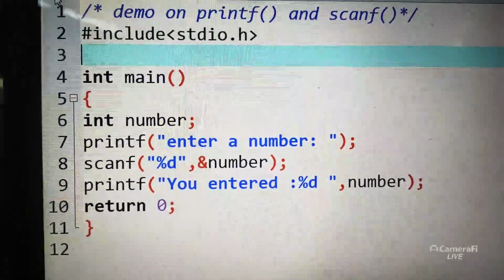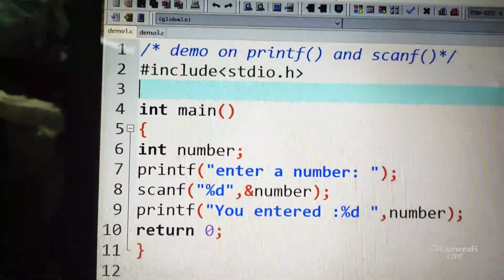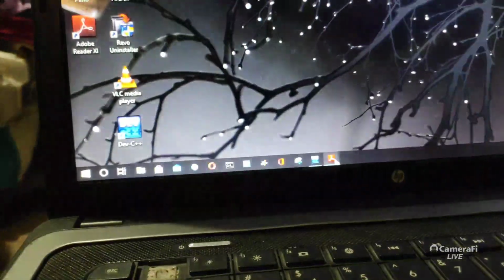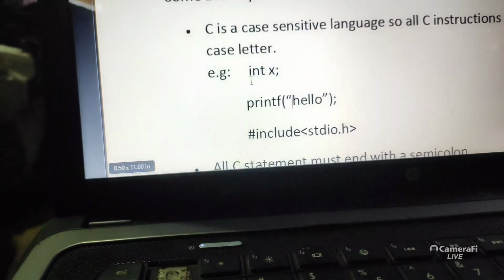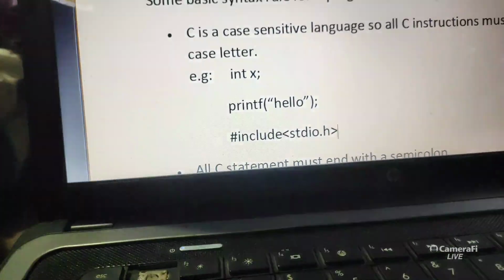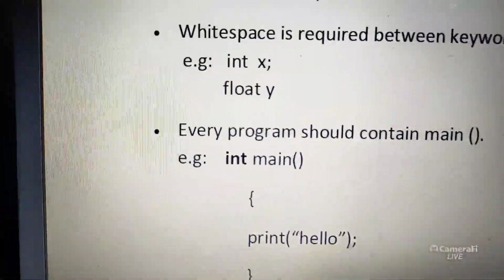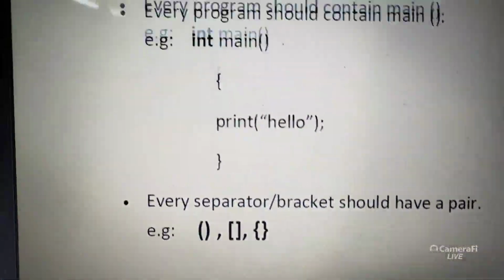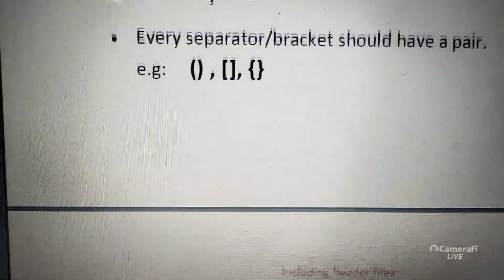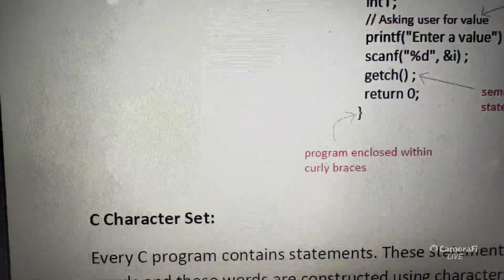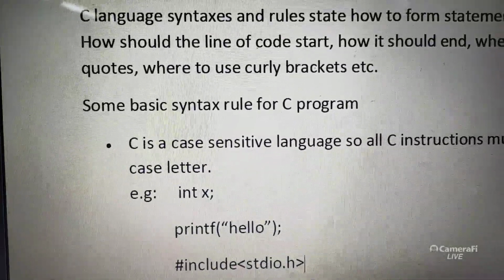Learn every rule by heart and practice every rule, and whenever you want, open the program. For example, case sensitive: see the program, everything is in small case letters. Observe the program: semicolons are there for every line, is white space there or not, is the main method there or not, how many open braces there are, that many closed braces are there or not. So like this we have rules. Kindly observe, and if you have any doubt, no problem, you can ask.